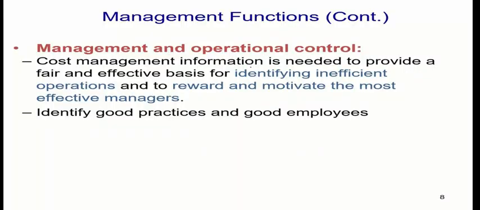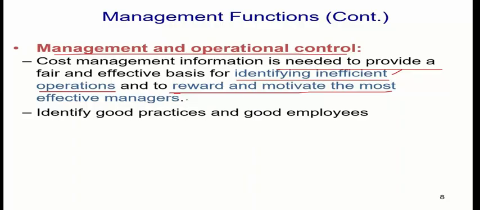Also, they play a role in management and operational control. Basically, what does that mean? It means cost management is needed to provide a fair and effective basis for identifying inefficient operations. If something's going wrong, management accounting is going to tell us we are producing items at a much higher cost than, for example, our competitors or than the prior periods. And also, it's going to tell us who's doing a good job because it's going to break down the product by division, by a specific unique identifier. So it's going to tell us if a manager is doing a good job or not.